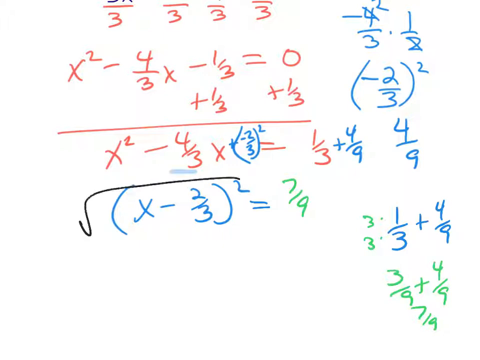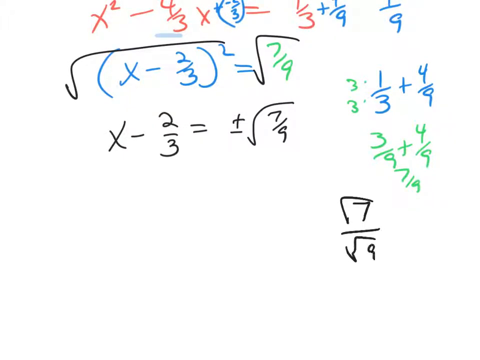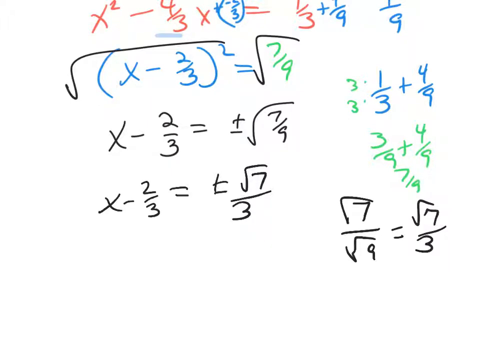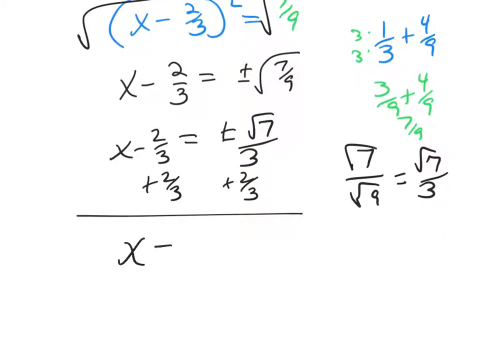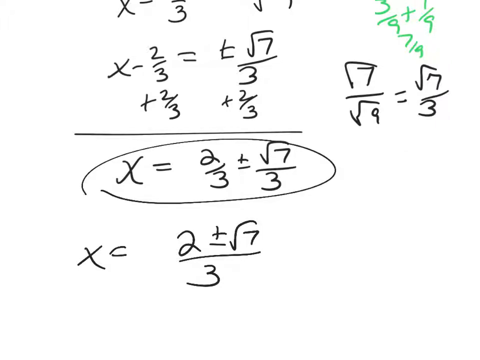Apply the square root method. x minus 2/3 is equal to plus or minus the square root of 7/9. Again, remember you can root them separately. So the square root of 7 over 3, plus or minus square root 7 over 3. Move the 2/3 by adding it to both sides. So x is equal to 2/3 plus or minus root 7 over 3. Again, because it's already got the same denominator, you can put it together over 3. Either way, I'm okay with you leaving it apart if you wish.